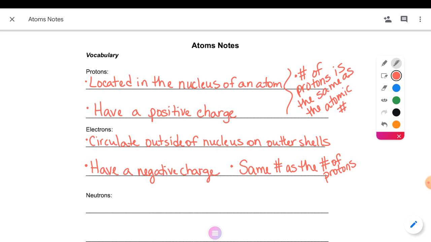Neutrons. What does the word neutron kind of sound like? Harper? Okay, does kind of sound like nucleus. I agree. Brant? No. Jude?